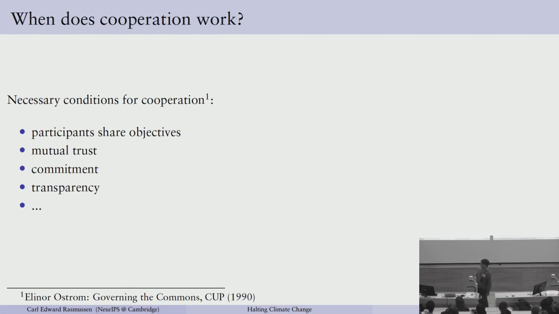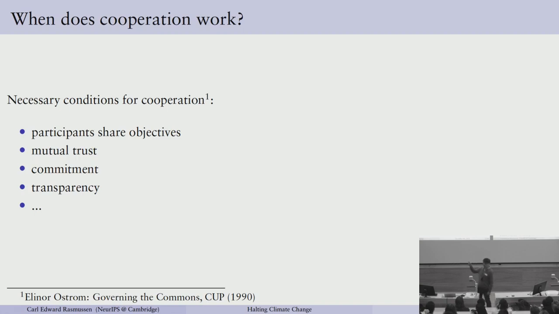One of them is that the participants share objectives. We're lucky in that case because almost all countries will be hit by climate change, not all in the same way, not all to the same degree. Okay, fair enough, but almost all countries have an interest in avoiding this.